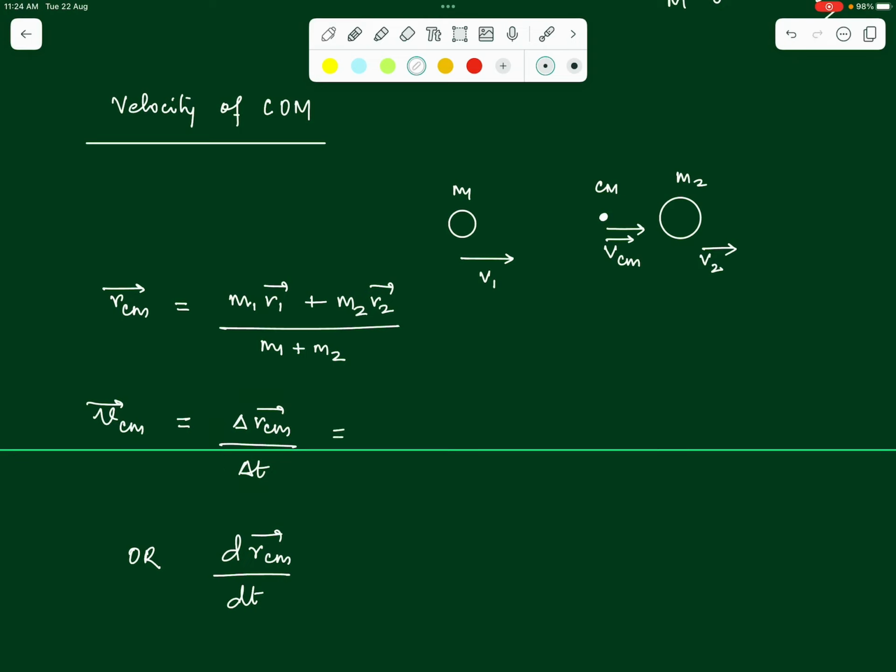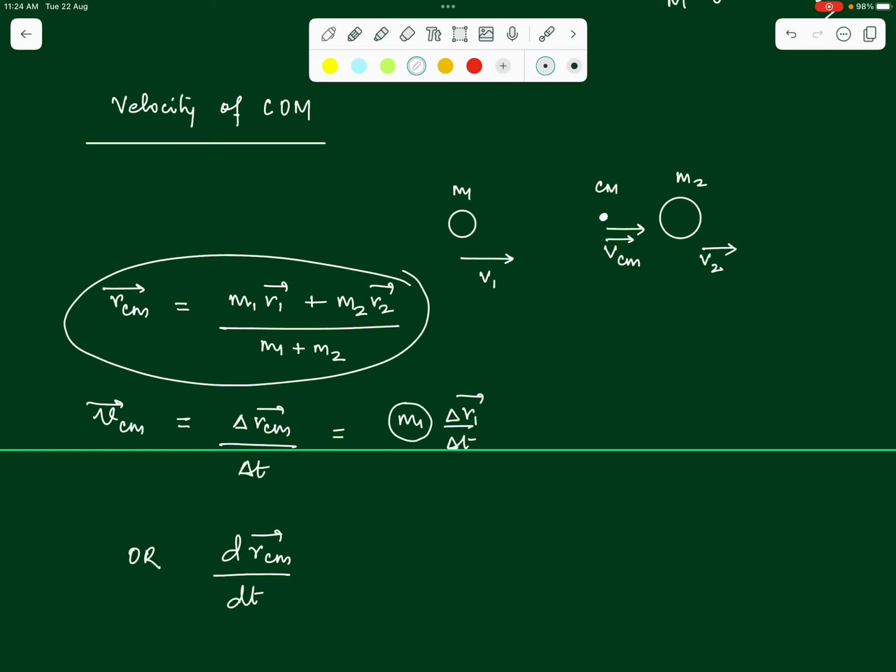So when we use this expression for RCM, can we say we can write this as m1 into delta r1 by delta t. Understand that m1 is a constant. m1 is not going to change, right? So this operator delta by delta t will act on r1. It will not act on m1. So m1 will remain as it is, only delta r1 by delta t, right? Plus similarly m2 into delta r2 by delta t, the rate of change of position of the particle 2, and then divided by m1 plus m2, which will remain as it is because masses are not going to change.